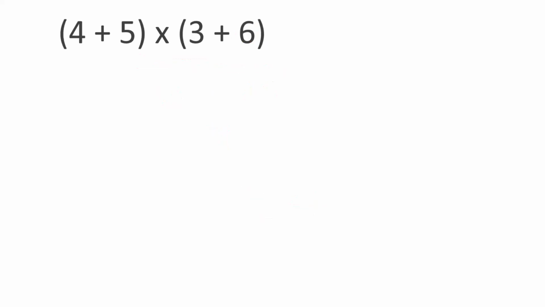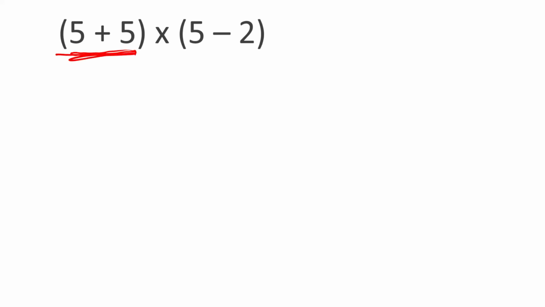4 plus 5, and that has been multiplied by 3 plus 6. Do our brackets first. 4 plus 5, that's going to give us 9. 3 plus 6, that's also going to give us 9. And 9 times 9, well, that's 9 squared. That will be 81.